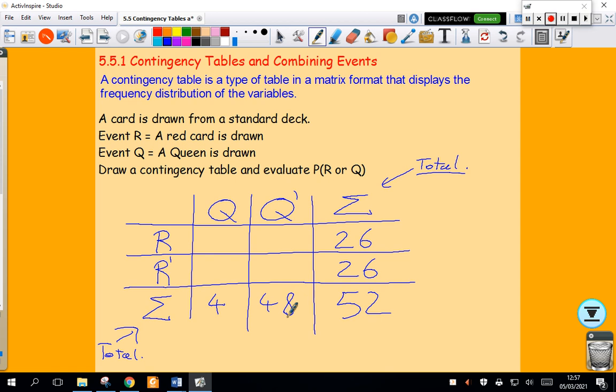Now I want to look at the different cells. So what does this cell represent? Well, for a card to be in this cell, it has to be a red card, and it has to be a queen. So any card that's a red card and a queen. Now there are only 4 queens. Half of those are red, half of those are black. So we've got 2 red queens and 2 queens that are not red. In that case, that would mean 2 black queens.